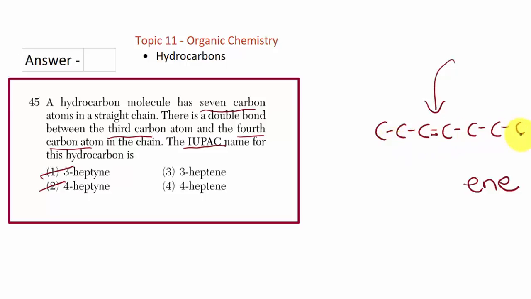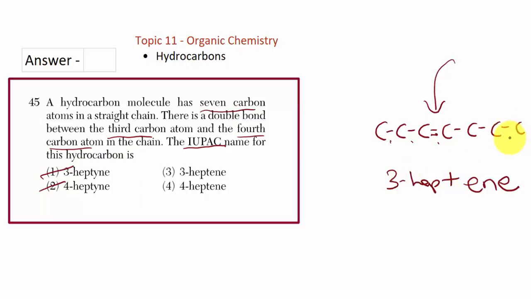Now, since we have 7 carbons, the prefix for 7 is hept. All the answers say that, so that doesn't help us. But now, what do we do with this numbering system? Well, if we locate the double bond on the left side of this chain, it's actually in the 3rd position. So the proper name for this is 3-heptene.